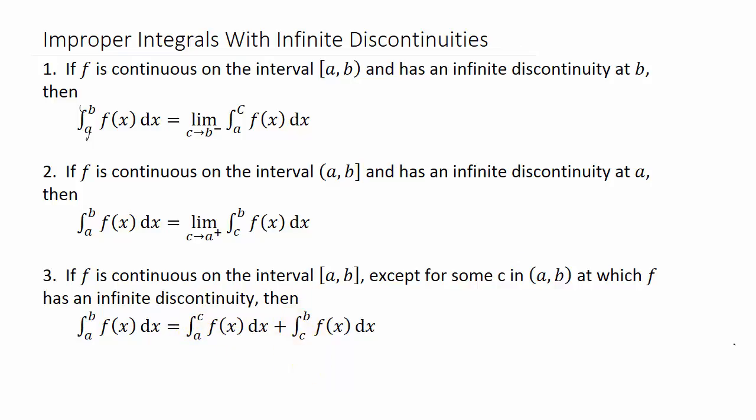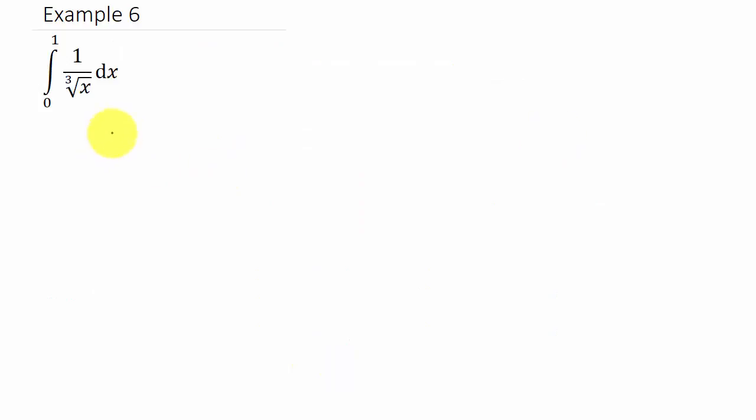Alright, so let's look at an example. Here we have the integral 0 to 1 of 1 over the cube root of x dx. You can see that this function is continuous everywhere except at 0. This function is not defined at 0. First, before we do anything, let's rewrite it so we'll be ready to integrate. I changed this to x to the 1/3 and then moved it up to the numerator, and that changes the sign of the exponent.